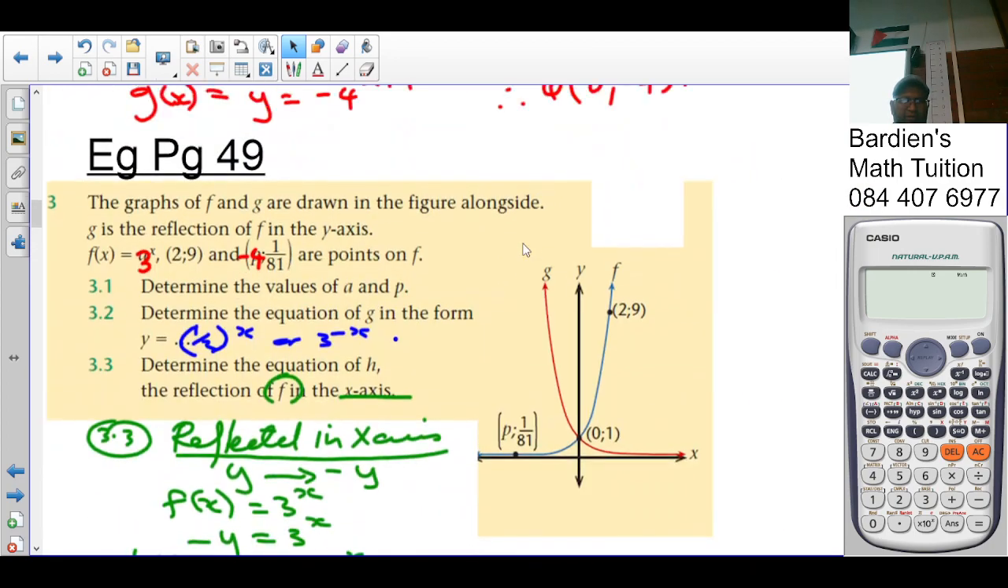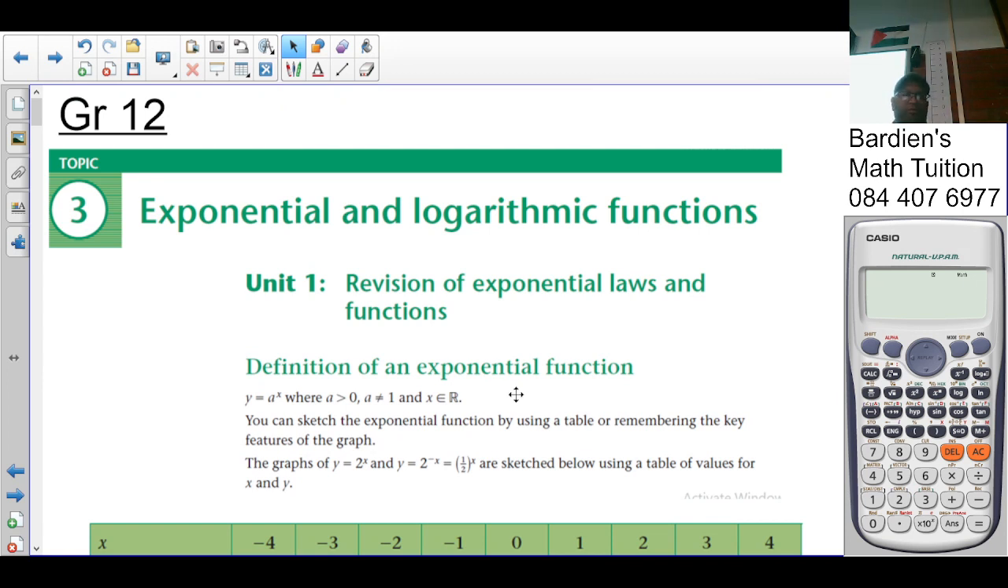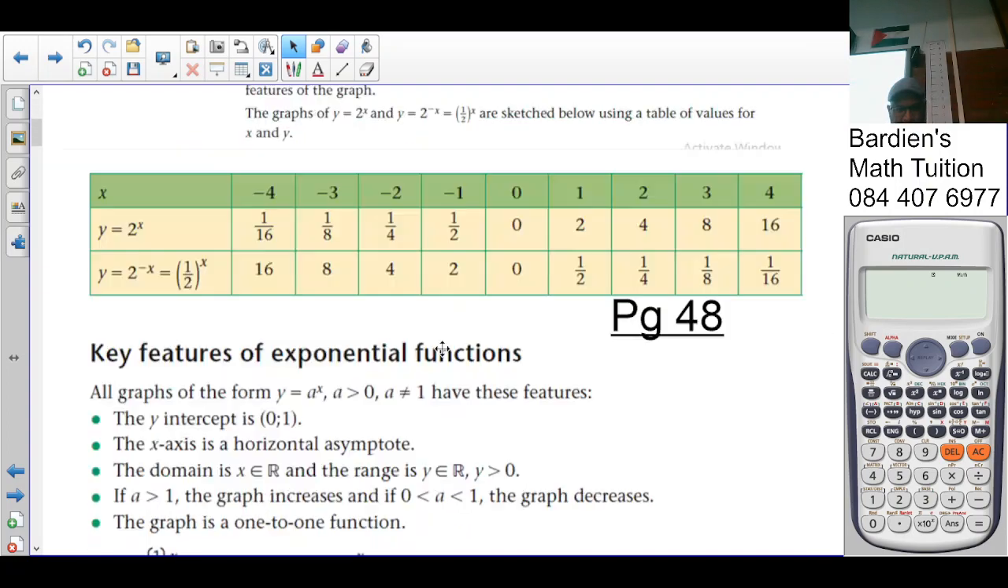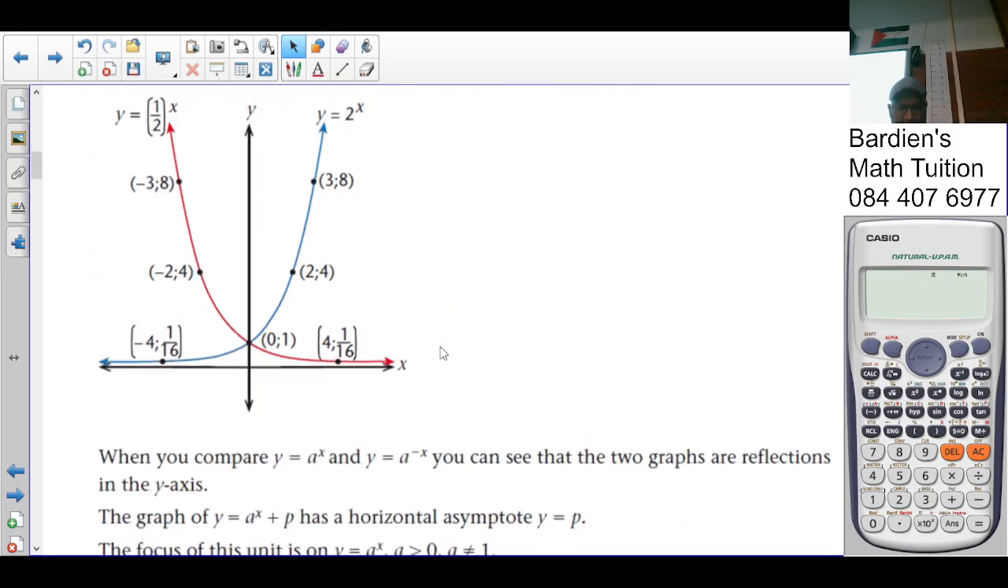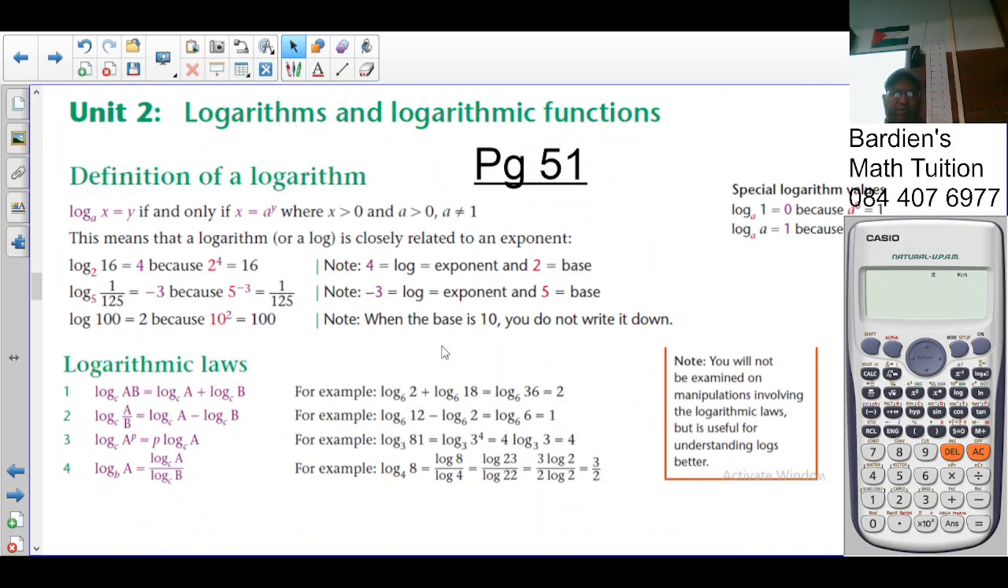So we're busy with logarithms, no? So now we're looking at logarithms and logarithmic functions. Logarithmic functions. Okay.